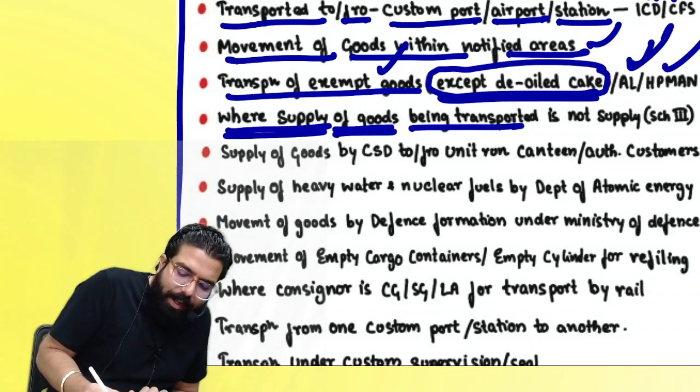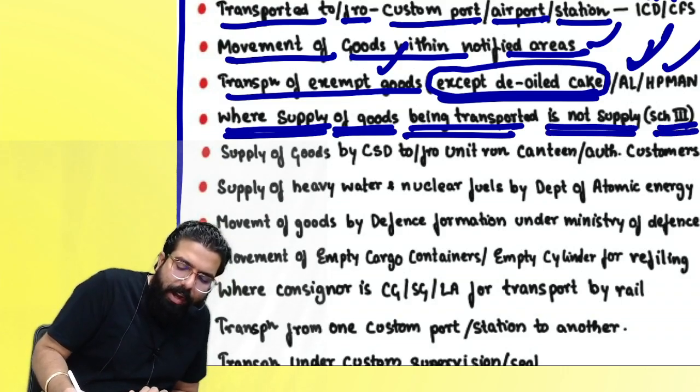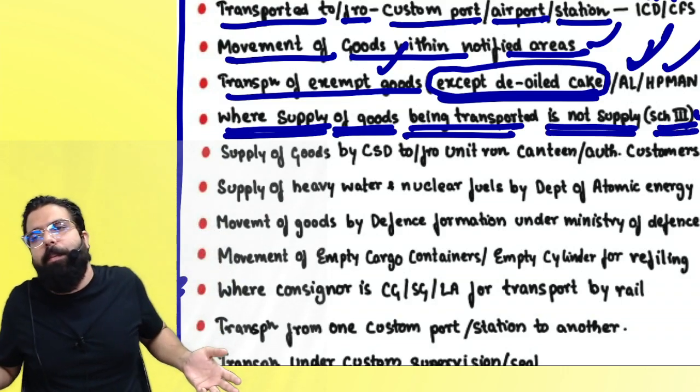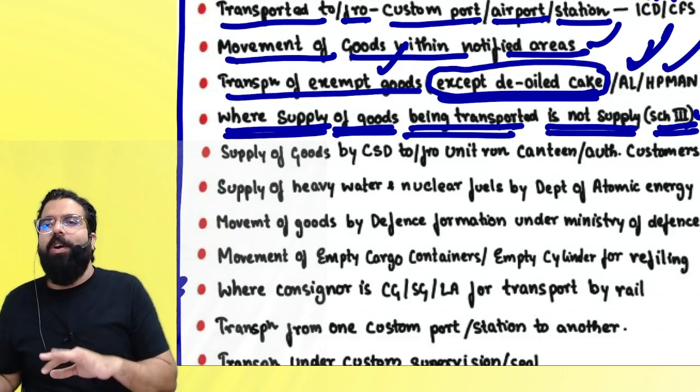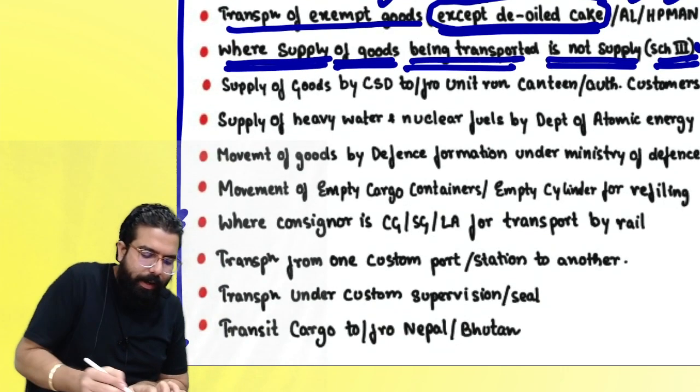Supply of goods being transported is not a supply. It means if your item falls in Schedule 3, it is not a supply at all. So the government is saying an e-way bill is not required.